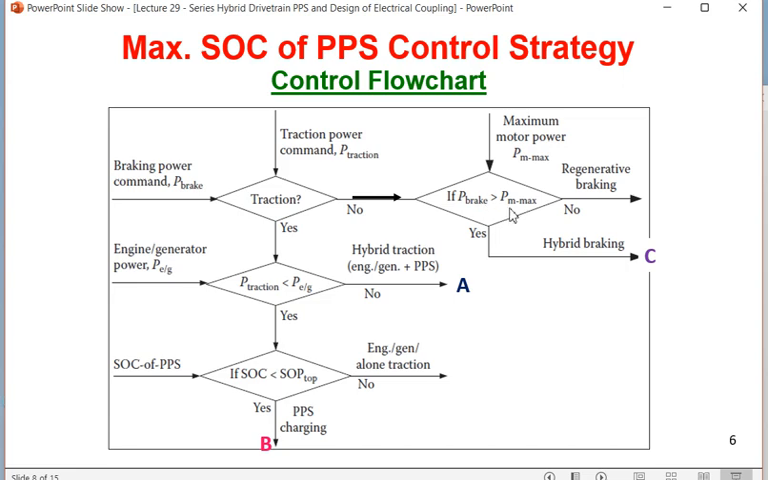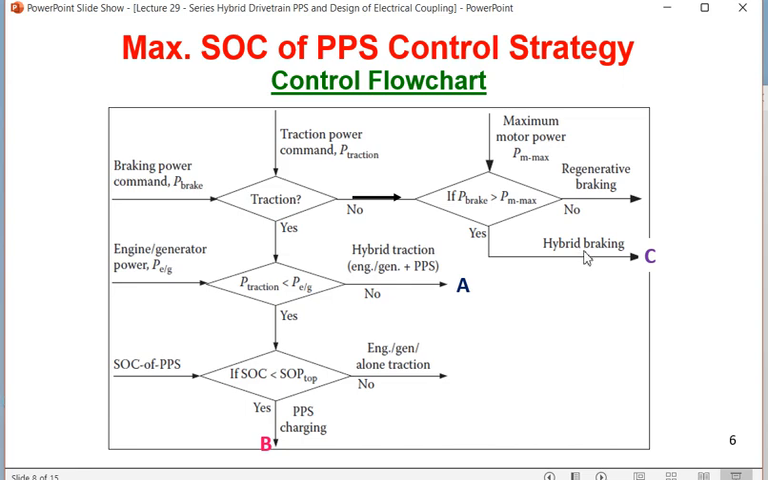If the answer is yes, we understand that the regenerative braking alone, which we were showing by P regen, here we are showing it by PM max, is not sufficient to supply the P brake. In that case we have to go for hybrid braking. What is meant by hybrid braking? It will be PM max plus PB max, which is nothing but the electrical braking plus mechanical braking.